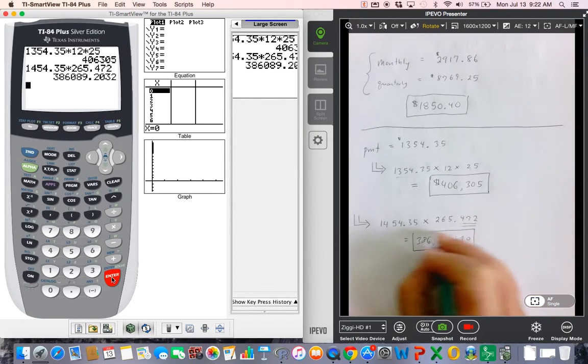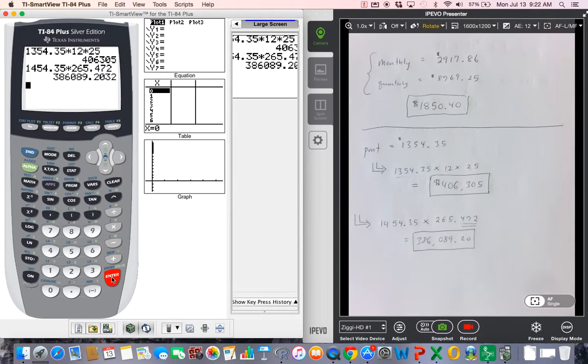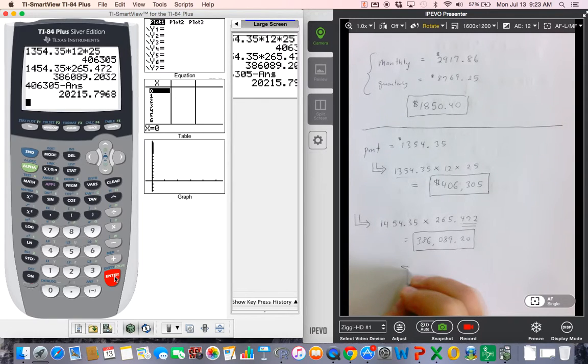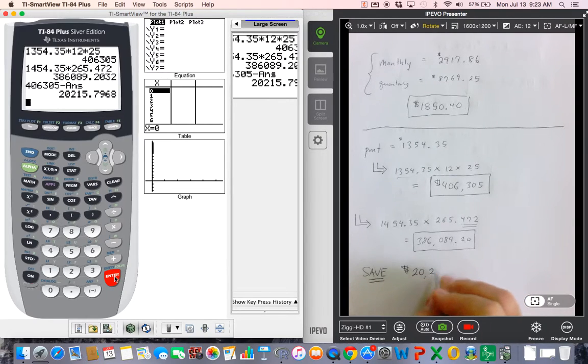So we pay the bank less, don't we? Pay the bank less because we're chipping away by putting that extra $100. We're chipping away at our principal more quickly. So guys, I can take the 406,305, which I would have paid the other way, minus the answer. And I see that I would save over $20,000, just slightly over $20,000.